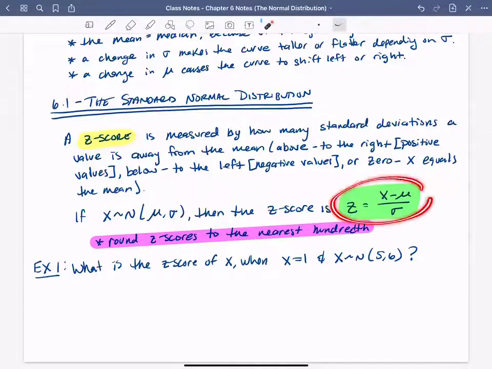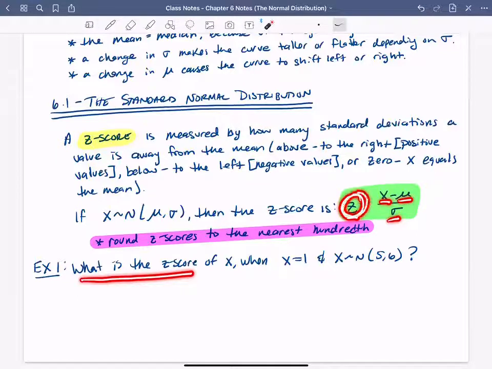All right, so think about this right here. What do we have? We have z, we have an x, we have mu, which is our average, and we have sigma, which is standard deviation. So we have 4 variables. This asks for what is the z-score. So if we're wanting to know what the z-score is, that means we do not know this, which means we need all 3 of these.